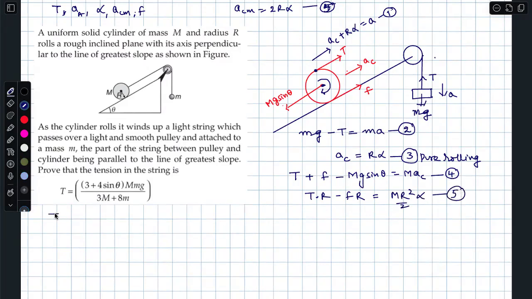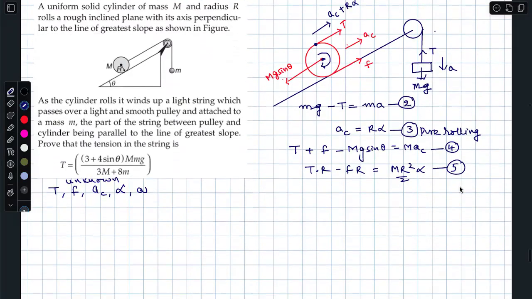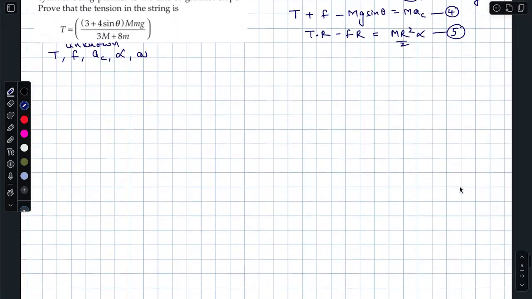Now what are the unknowns? Tension is unknown, friction is unknown, AC is unknown, alpha is unknown, A is unknown. So total unknowns are 5. You have 5 equations. Just solve it, you'll get the answer. Are you noticing that I'm leaving here only? Why? Rest is calculation part. Concept is this.